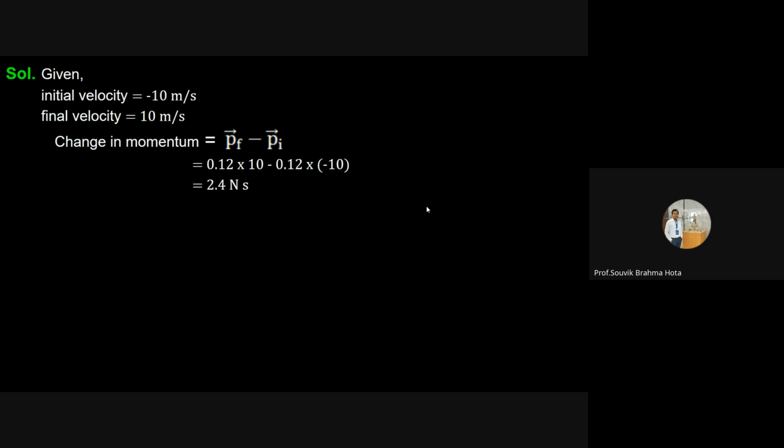Just think, generally what will happen on your screen, the ball is thrown in which direction? Generally the left side, towards the batsman. So that is why it is taken negative. Now change in momentum is final minus initial. Final is 10 into 0.12, because it is 0.12 kg, and minus 0.12 into minus 10. Minus minus becomes plus, so actually it is 2.4. So the impulse is 2.4 in the direction from the batsman to the bowler.